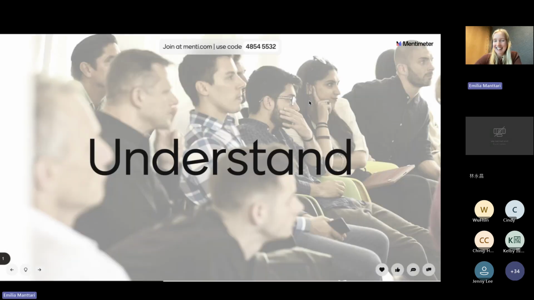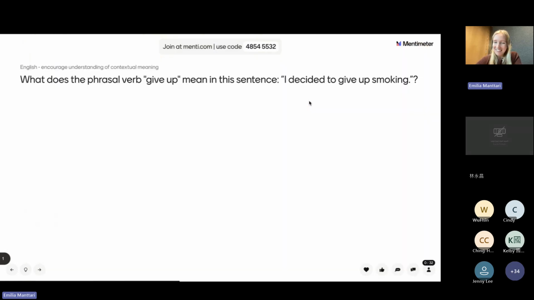But yeah, those were the kind of most simple examples around knowledge checks. But then if we move to the next level in the taxonomy, that would be understand. And here we have an example around what that could look like. So my question to you is, what does the phrasal verb give up mean in this sentence?